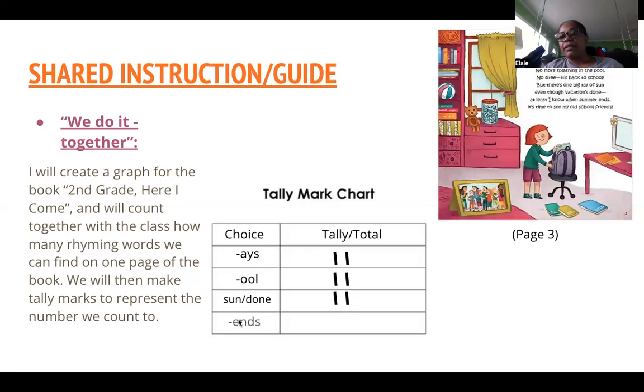And the last one is summer ends and my old school friends. So we have ends and friends. That's it. You see how easy that was, students? Well, if you don't understand it, let me know. I will go over it again.